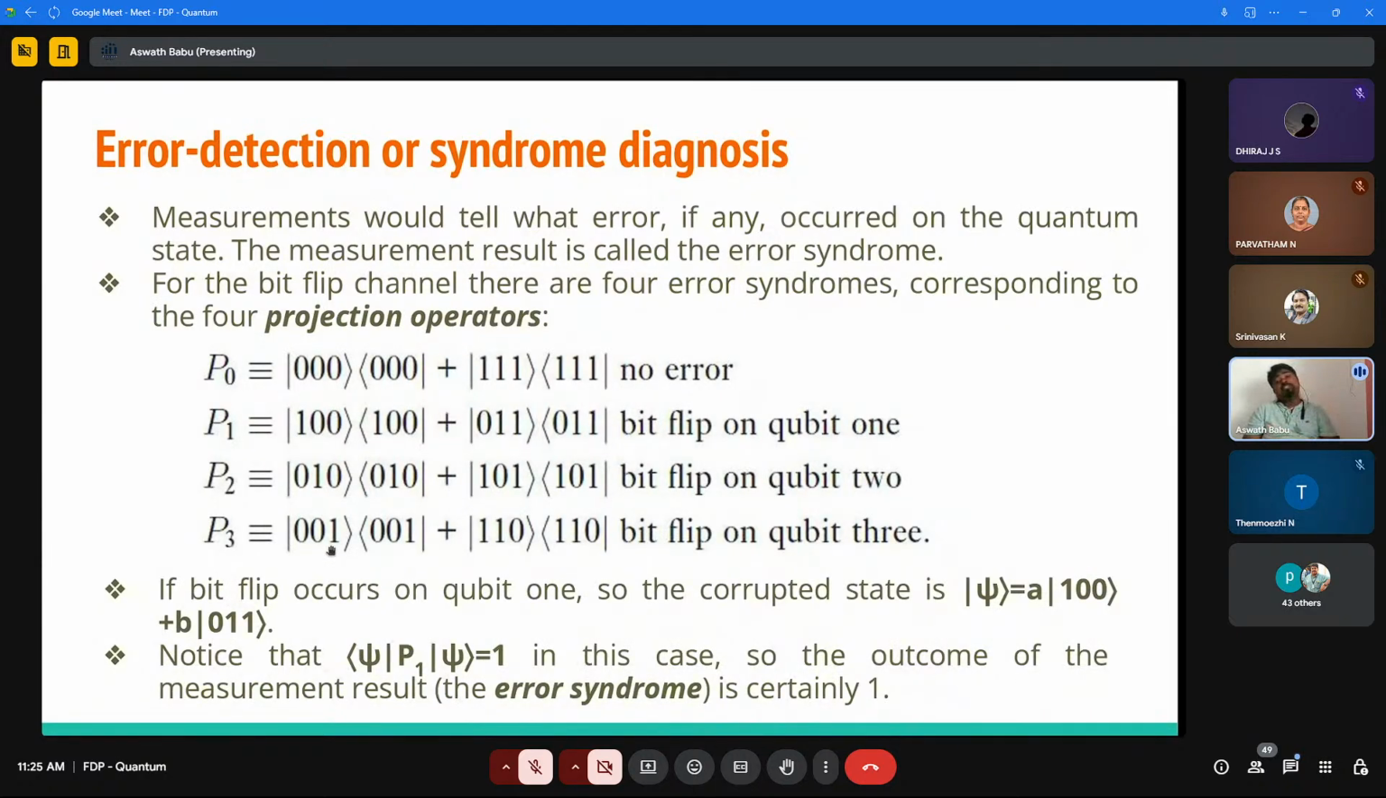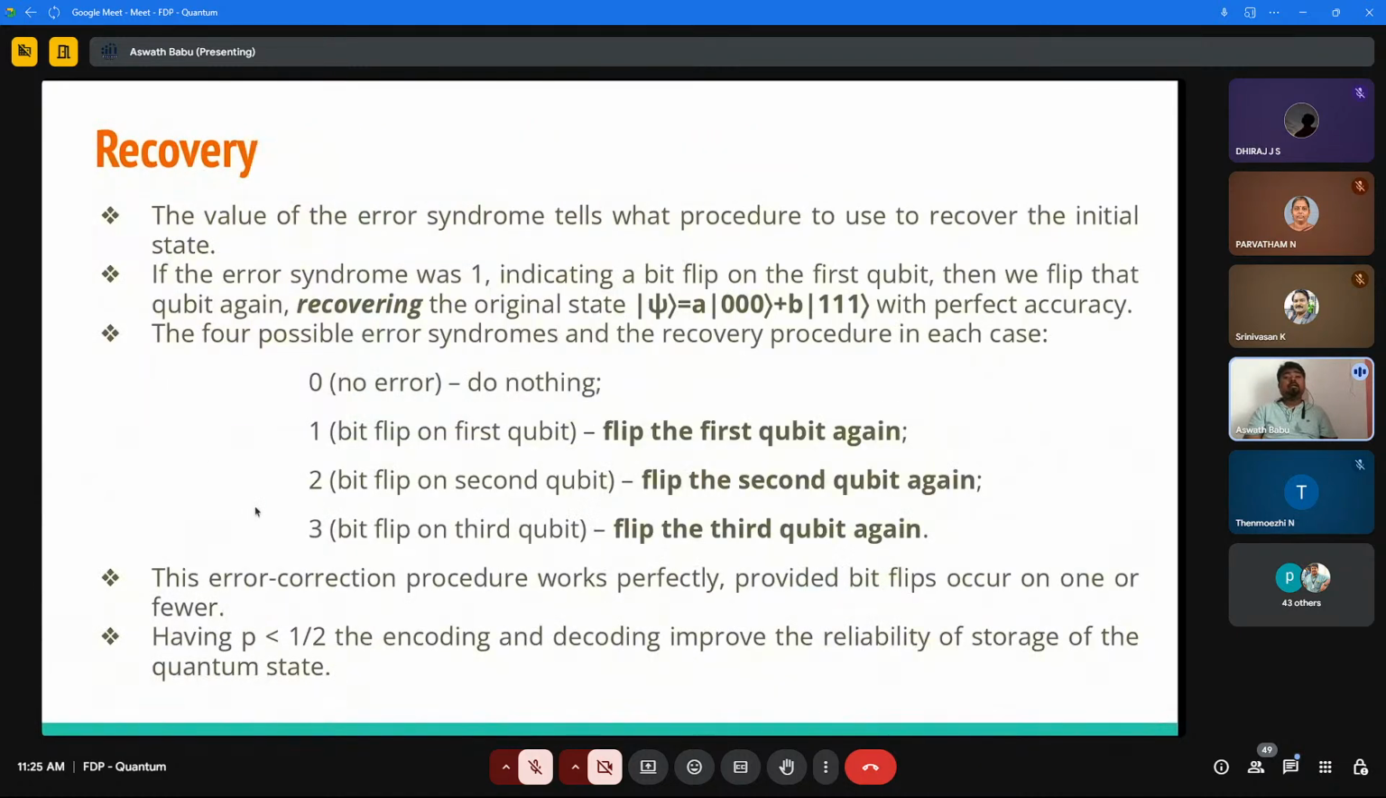Remember, that is the only situation we considered here. We have not considered a situation where 2 bits are flipped. In that case, we would need one more strategy. Right now, we are confining ourselves to the case where only 1 bit is compromised. In that case, this strategy works. So now we need to do the recovery.